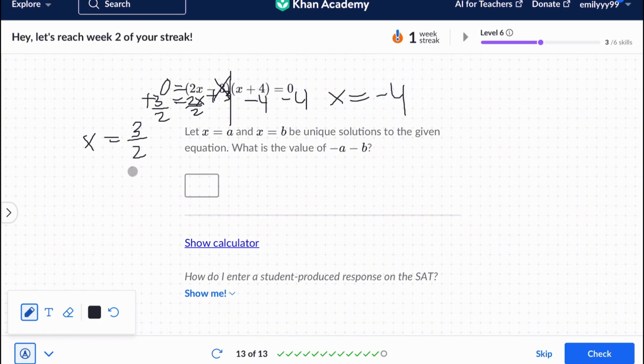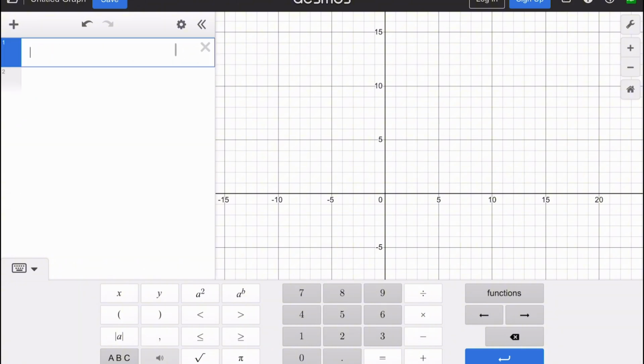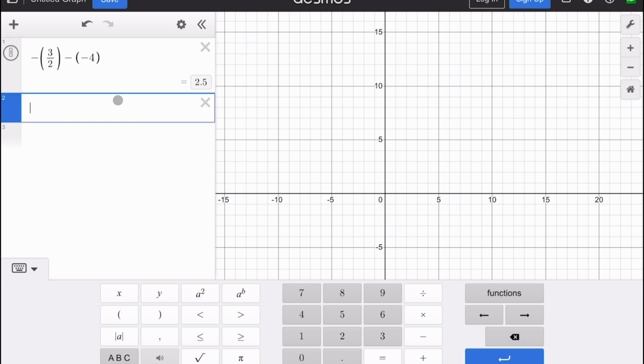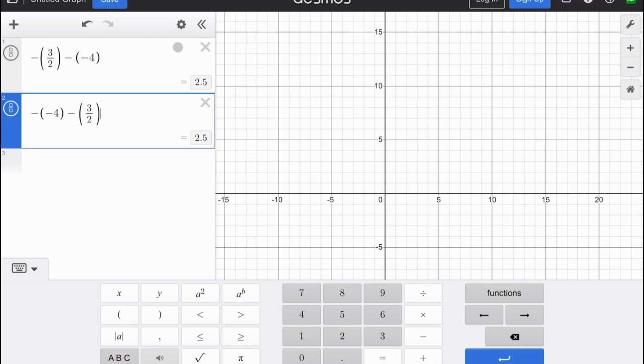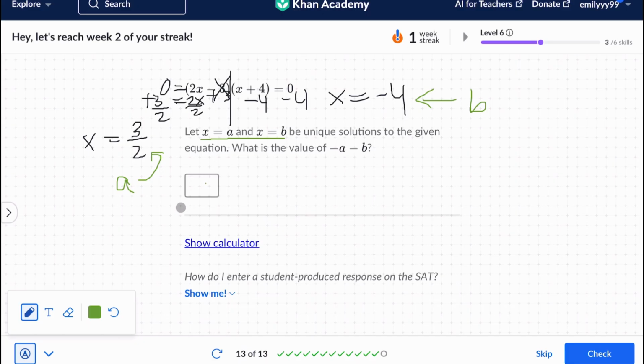So this right here can be a, and this could be b, since I'm just going to be going in order of what they give us. And so what is the value of negative a minus b? So we can put that into the calculator. Negative 3 over 2 minus b, which is negative 4. That gives us 2.5. But what if we switch it up? Negative 4 is a. Oh, that gives us the same answer. So it's going to be 2.5.